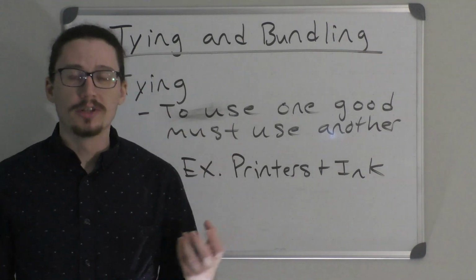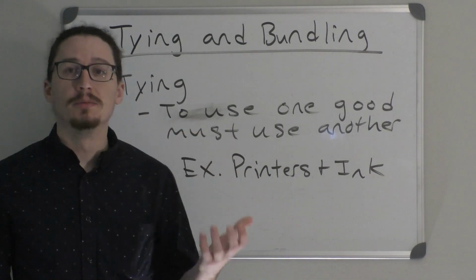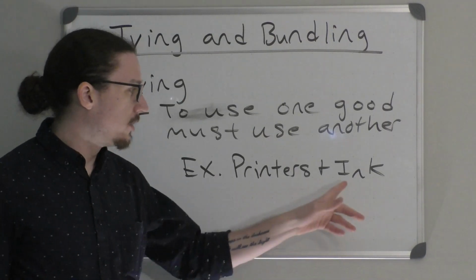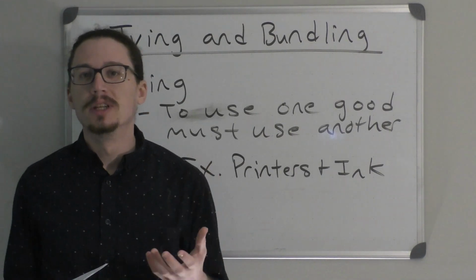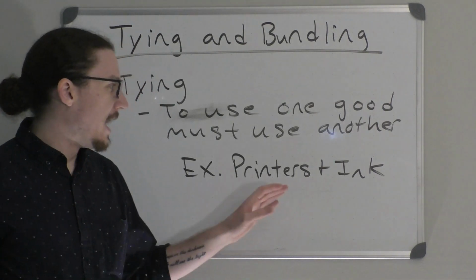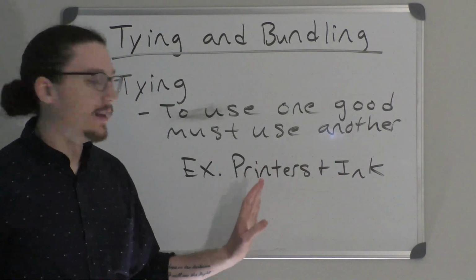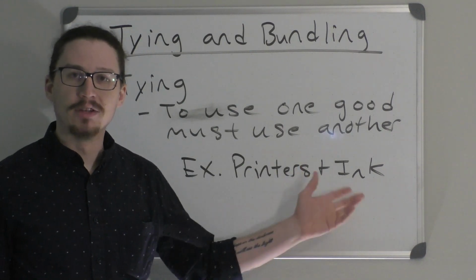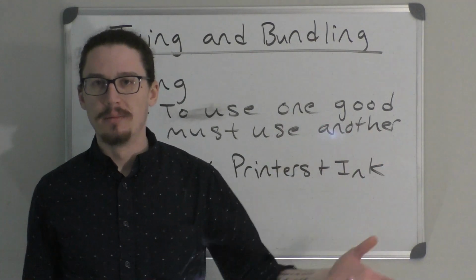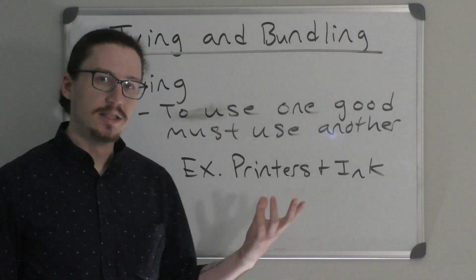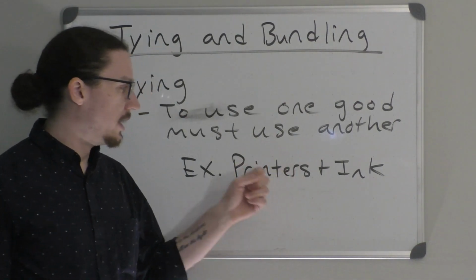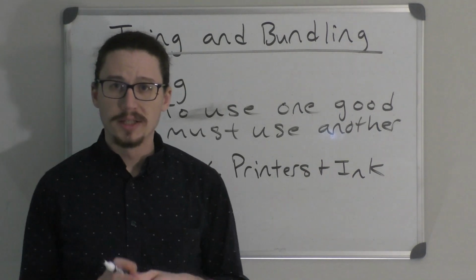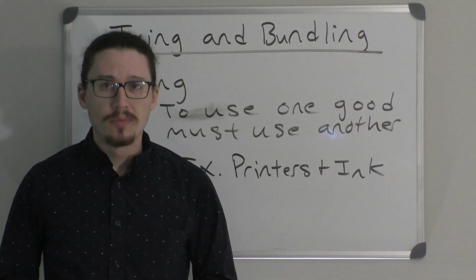A classic example of this is printers and ink. A lot of the time when you are looking at printers, especially these days, printers are extremely cheap. You can buy cheap printers for next to nothing. However, ink can remain extremely expensive. And most of the time, if you buy, say, an HP printer, you have to buy HP ink. You have to buy the ink from the same company. And so this is our tying.